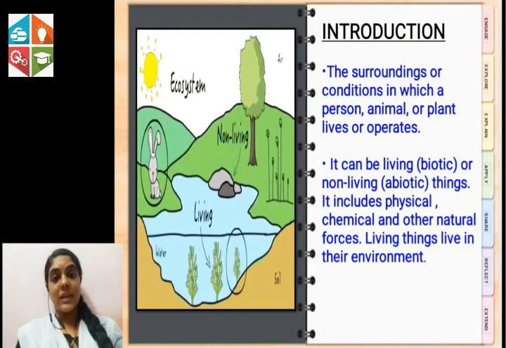So the place where we live, or the surroundings in which we live, is called the environment, or also the ecosystem. An ecosystem consists of two important components: living things and non-living things. Living things are otherwise called biotic components, and non-living things are called abiotic components. Biotic components are made up of plants, animals and human beings, whereas abiotic components are made up of land, water, air, soil.